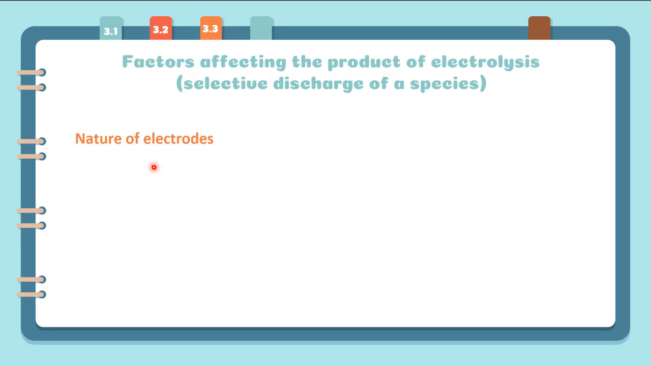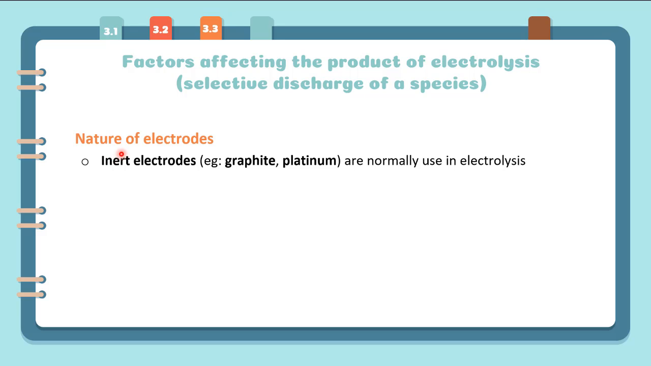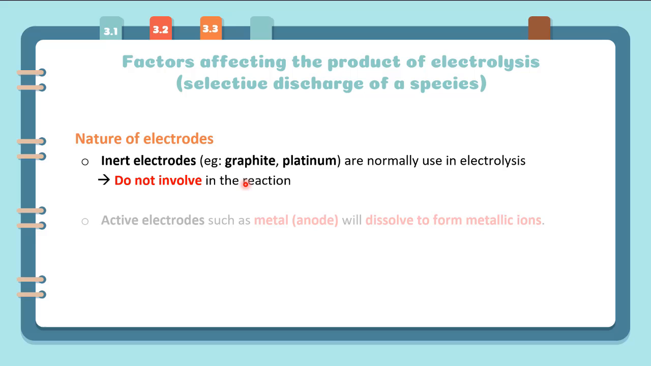And the third factor is the nature of electrodes. So we know that the electrodes are classified into two types. The first one is inert electrodes. Examples of inert electrodes are graphite, which is carbon, and platinum. These two electrodes are normally used in electrolysis. Okay, inert electrodes do not get involved in a reaction.